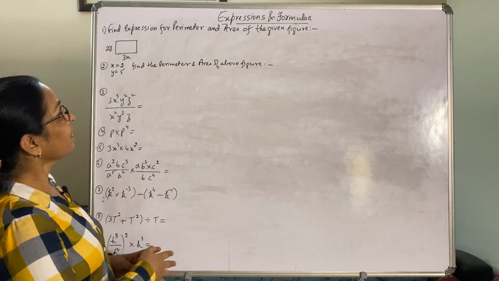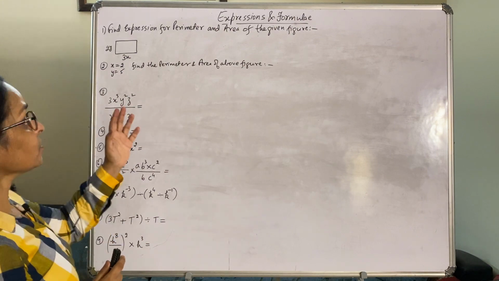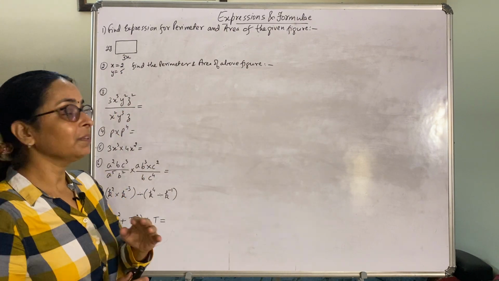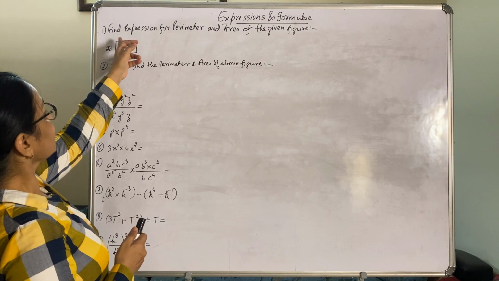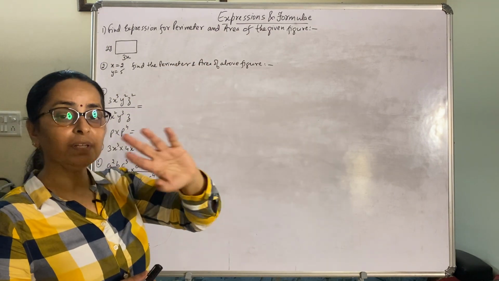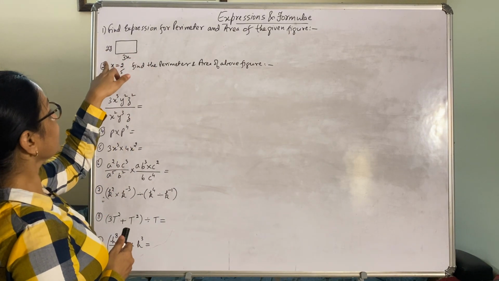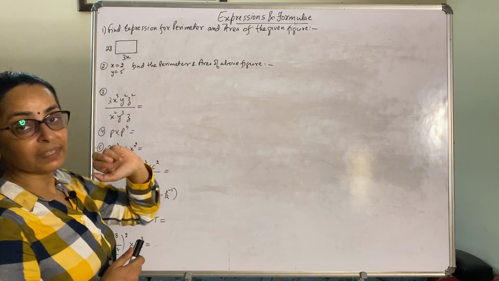Okay, so here is expressions and formulae, and I have selected few problems. Let us solve one by one. Okay, so first question says what? Find expression for perimeter and area of the given figure, right? So the length and breadth are given to be here 2y and 3x.